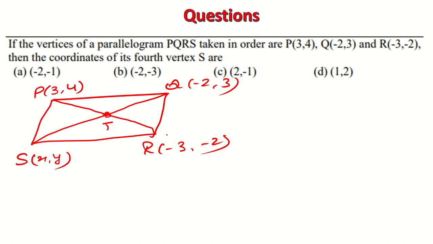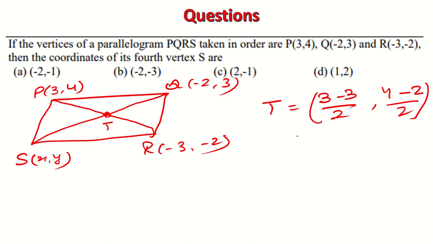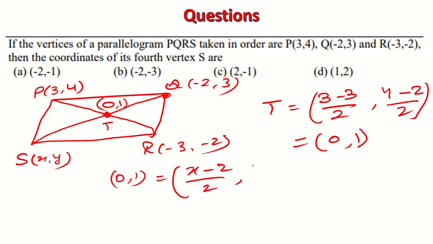See, first P and R are given, so the coordinates of T we can find easily. T will be equal to (x1 plus x2)/2 and (y1 plus y2)/2. So it will be (3 minus 3)/2, which is 0, and (4 minus 2)/2, which is 1. So the coordinates of T are (0, 1). Now this point T and Q will help us find the value of S. So apply the midpoint formula for T. So (0, 1) will be equal to ((x1 plus x2)/2, (y1 plus y2)/2). Now compare the ordered pairs.